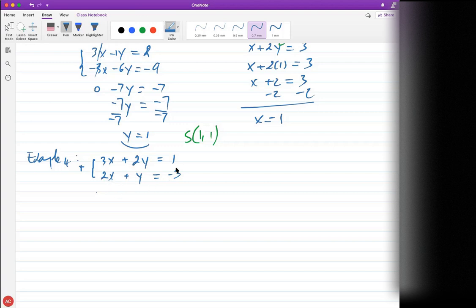So let's times the whole equation by -2. So it'll be like this. It's important to multiply the entire equation by -2 so the equation doesn't change. 3x plus 2y stays the same. Now we can have -4x.